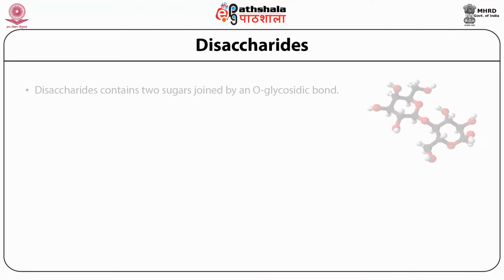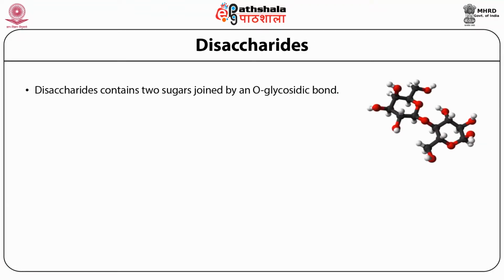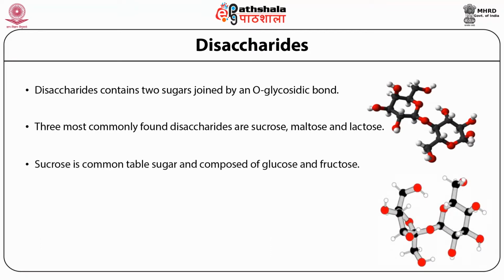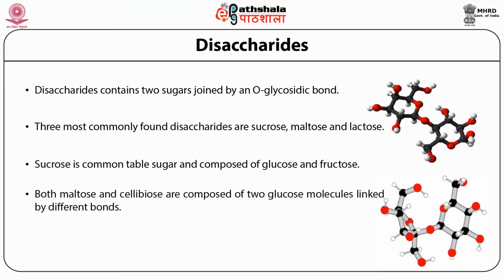And disaccharides. Disaccharides contain two sugars joined by an O-glycosidic bond. Three commonly found disaccharides are sucrose, maltose and lactose. Sucrose is common table sugar and is composed of glucose and fructose, which we take daily in tea and in foods. Both maltose and cellobiose are composed of two glucose molecules linked by different bonds. And lactose, present in milk, is composed of galactose and glucose.